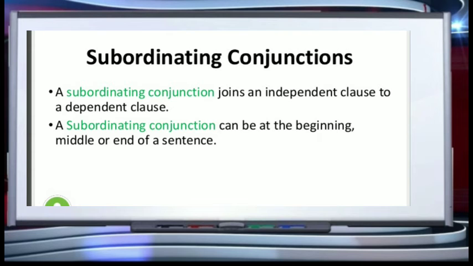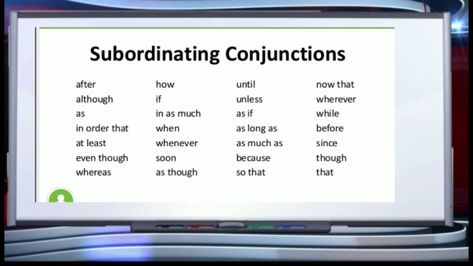So, students, remember, a subordinating conjunction joins an independent clause to a dependent clause, and a subordinating conjunction can be at the beginning of the sentence, it can be in the middle of the sentence, or it can come right at the end of the sentence to form a complex sentence. Now, here are a few examples of subordinating conjunctions. Subordinating conjunctions include after, although, as, in order that, at least, even though, whereas, and the entire list that is given. And along with this, there could be more subordinating conjunctions as well.